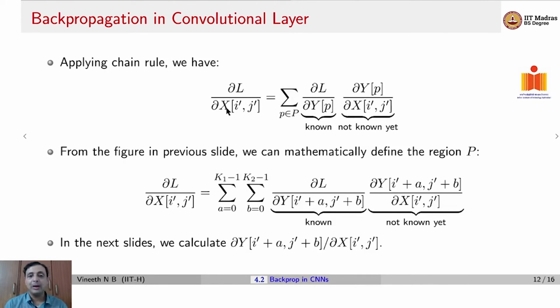Let's now say ∂L/∂x at i', j' is the summation over all pixels in that region P of ∂L/∂y_p times ∂y_p/∂x at i', j'. From the figure in the previous slide, we can define that region P as a going from 0 to k1 - 1, b going from 0 to k2 - 1, of ∂L at a particular pixel y at i' + a, j' + b, times the derivative of y at i' + a, j' + b with respect to x at i', j'.